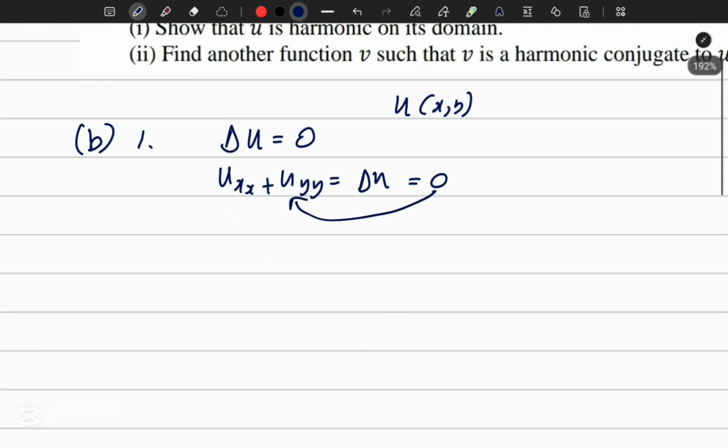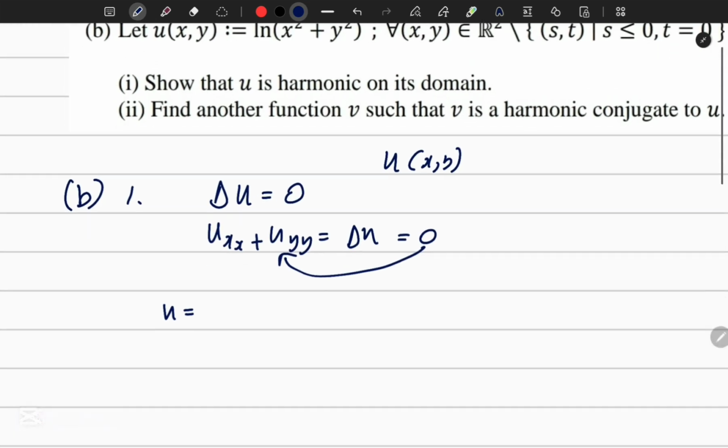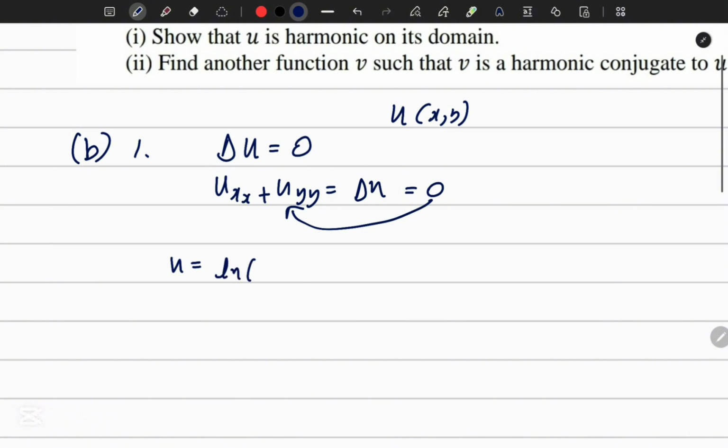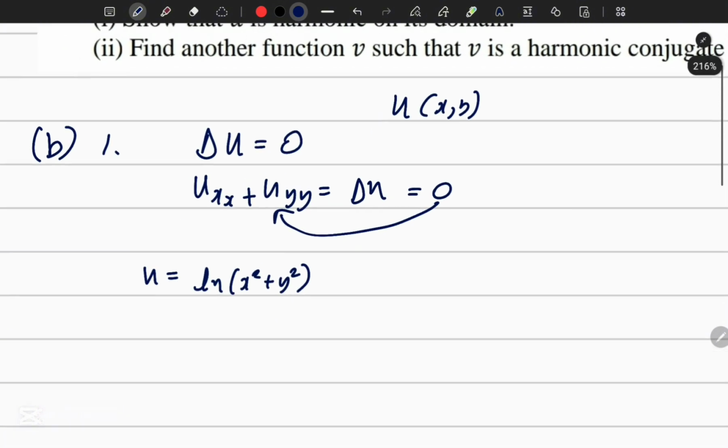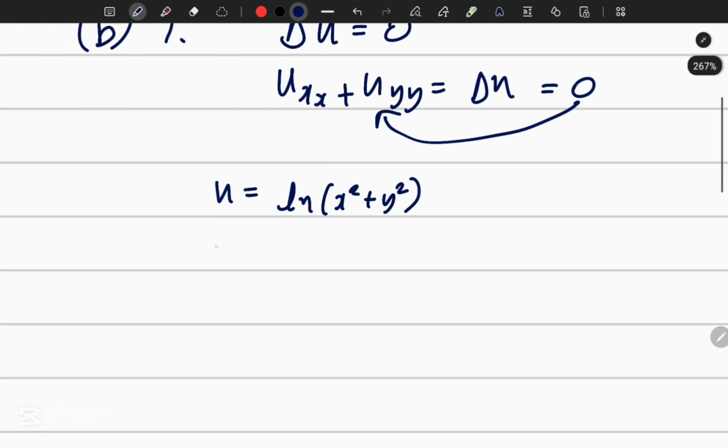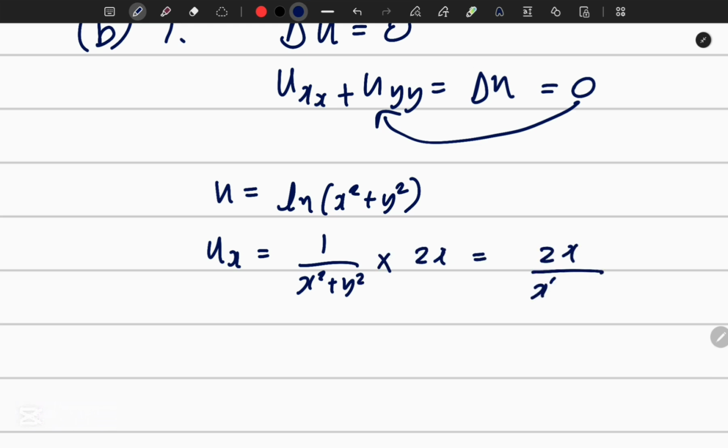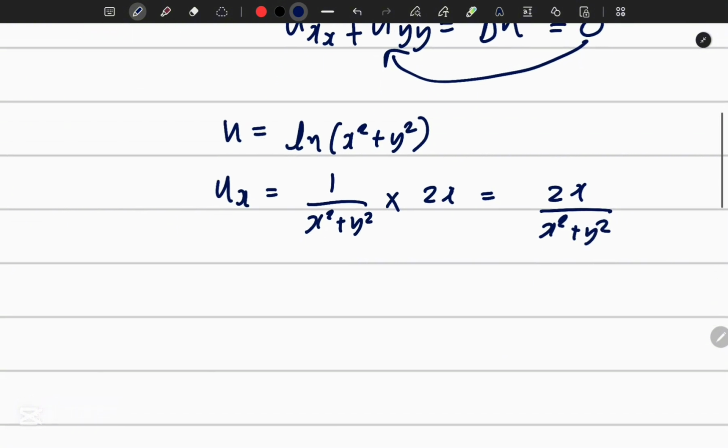I know that u is ln(x² + y²). What is u_x? It is the partial derivative of this function with respect to x, so it is 1 over (x² + y²) times 2x, which equals 2x over (x² + y²).